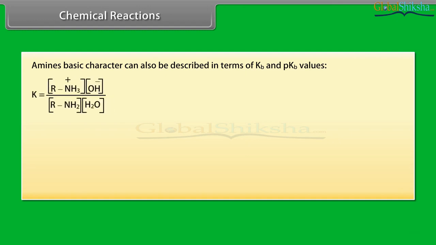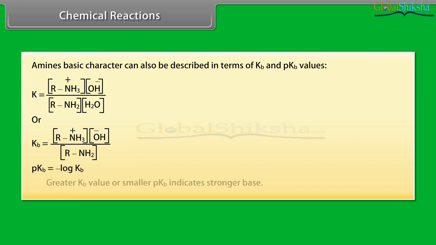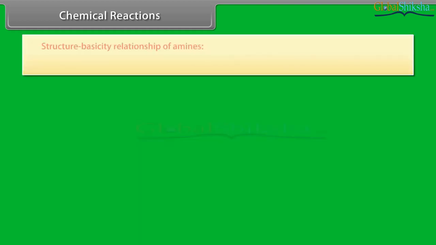The value of Kb can be written as follows, from which the value of Kb can be inferred as given. Now pKb is equal to the negative logarithm of Kb. A greater Kb value or a smaller pKb indicates a stronger base. Structure basicity relationship of amines.